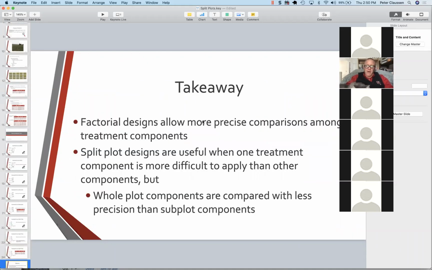And that should be the final takeaway for this discussion: factorial designs allow for more precise comparisons among treatment components, because you can divide up your treatments into the effective ingredients and look at those individually if you have them balanced. Split plot designs are useful when one treatment component is more difficult to apply than the other components. But you have to be careful in your choice of your whole plot components, because they will be compared with less precision.